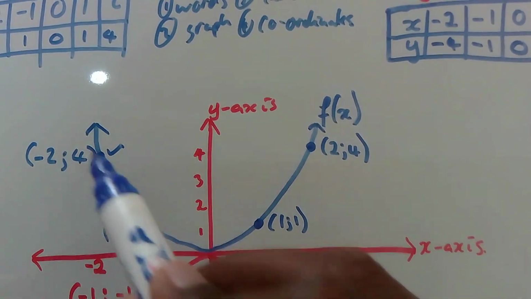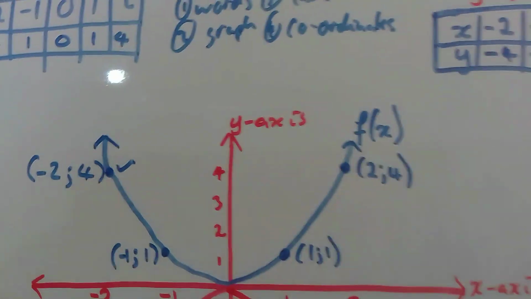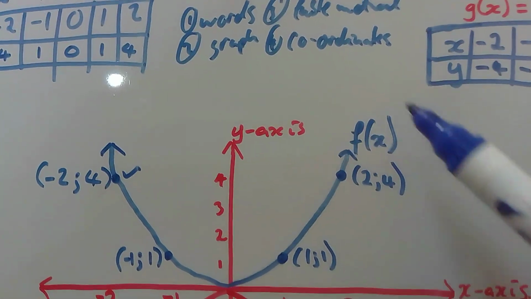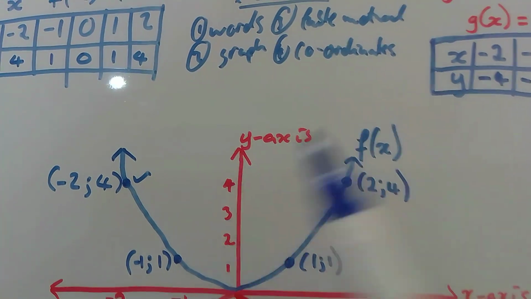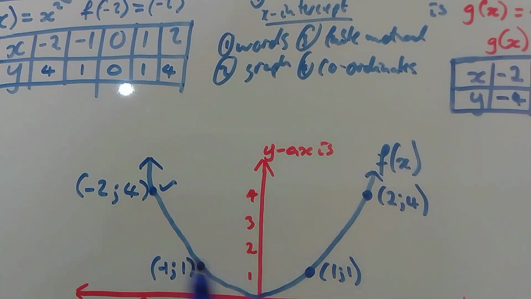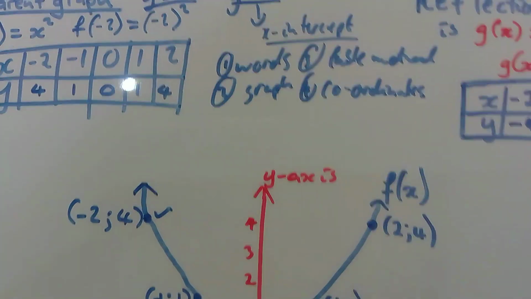Do not forget to name your graph. Do not forget to name your graph, right? So this is our graph. This is the parent graph. Now, what are we going to observe?